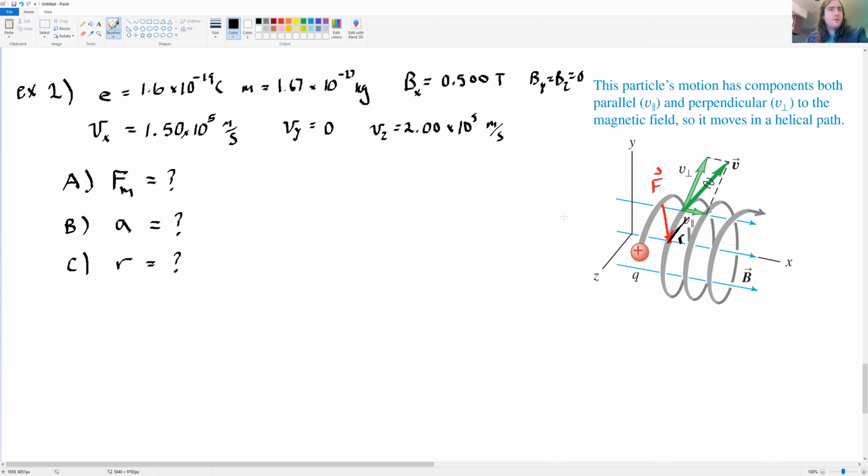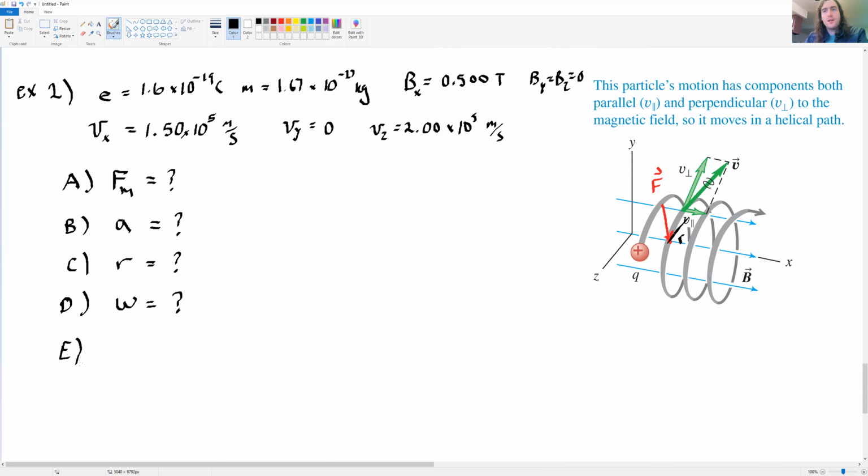And then finally, or not finally, actually, almost finally, find the angular speed. Something we haven't talked about yet, but we know how to calculate angular speed, right? If we have circular motion, angular speed is the velocity divided by the radius.